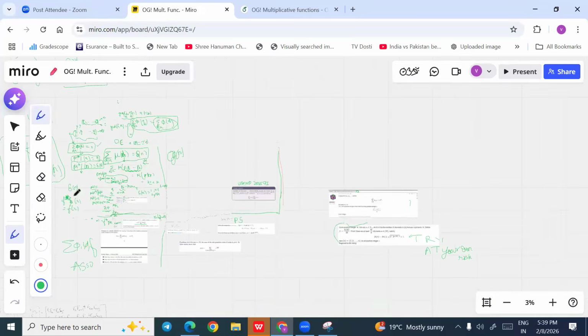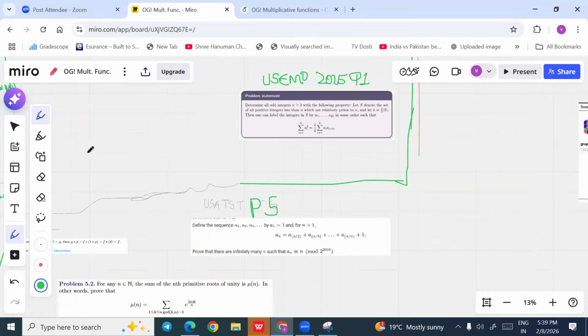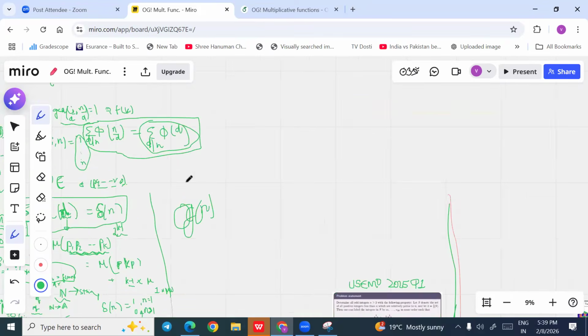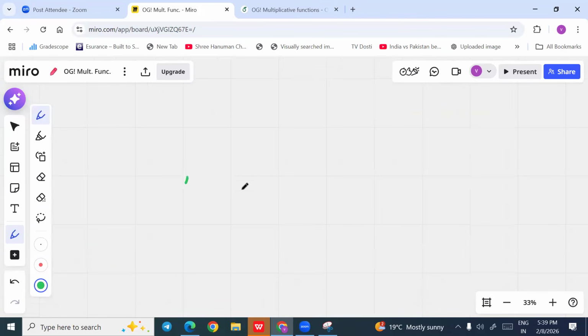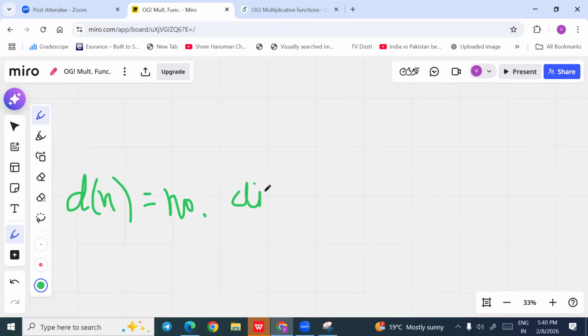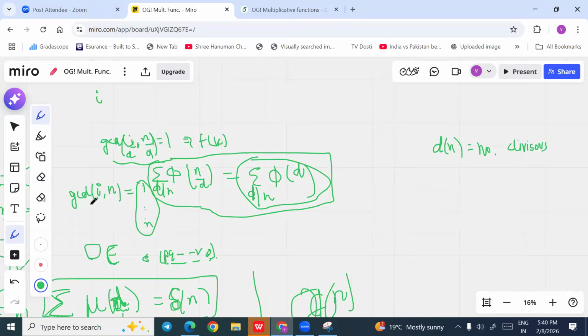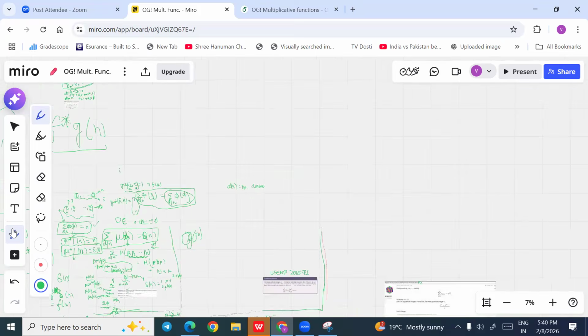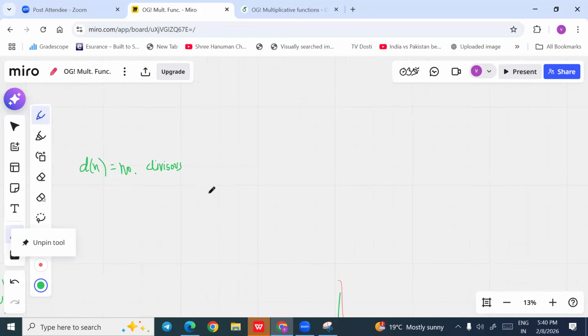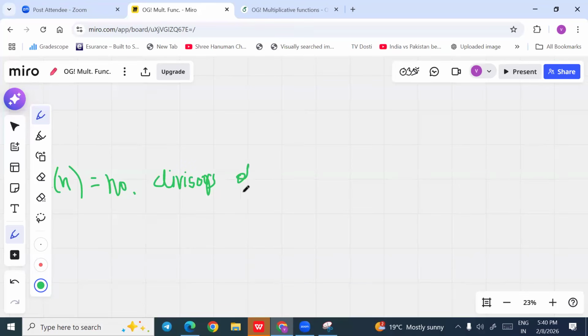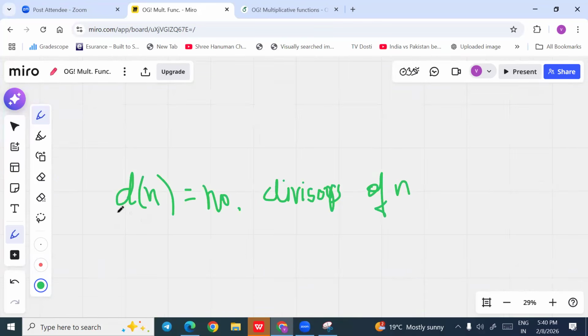So for example, if I had to prove that d of n, which denotes the number of divisors of n, is multiplicative. Does anybody see a one-liner using this, that the Dirichlet convolution of two multiplicative functions is multiplicative? Does anybody see a one-liner that proves that d(n) is multiplicative?